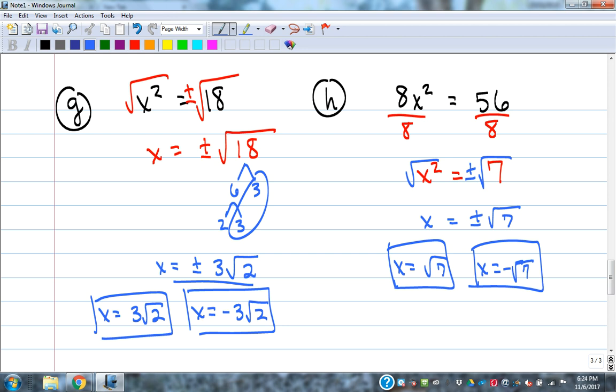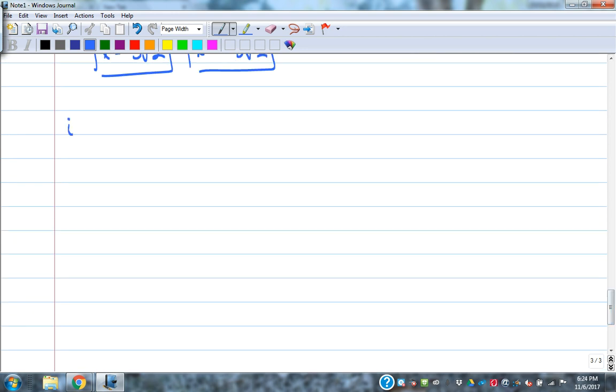All right, let's look at maybe one that's a little bit different, but in the same kind of general vicinity of what we're doing here. x squared plus 4 is equal to 0.